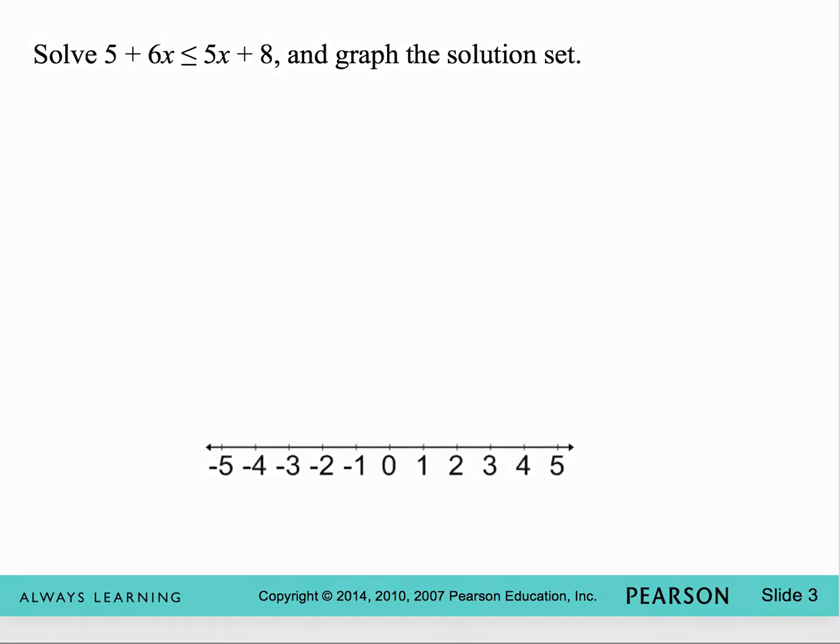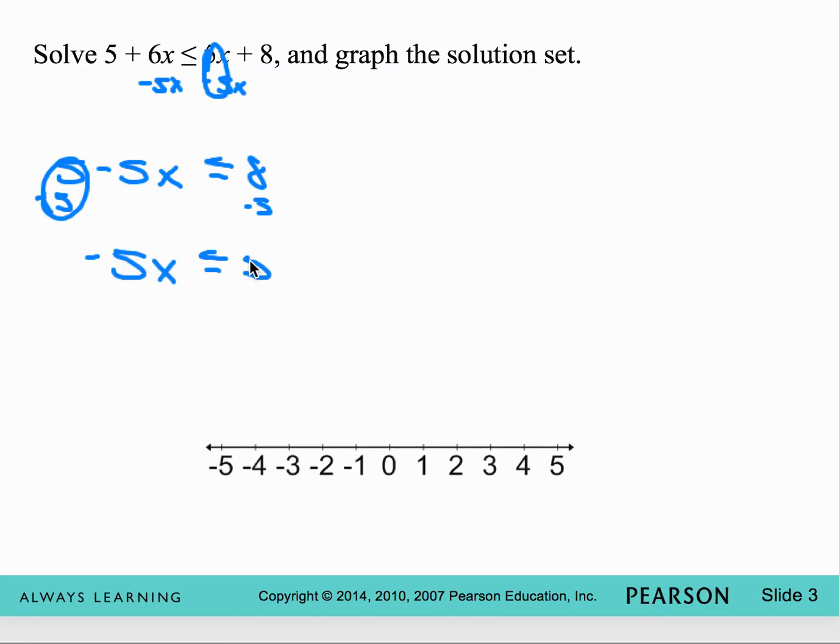Okay, so here we go. Solve this inequality and graph the solution set. If it's an inequality, I always want my variables on the left. There's not any fractions or parentheses, so my first step is to put all of my variables on that left-hand side. So there's not any over here. So we'd have 5 minus 5x less than or equal to 8. Undo whatever's being added or subtracted to your variable. So -5x less than or equal to 5. Divide by whatever's being multiplied to it. So it's just like solving an equation, except I want my variables on the left definitely.